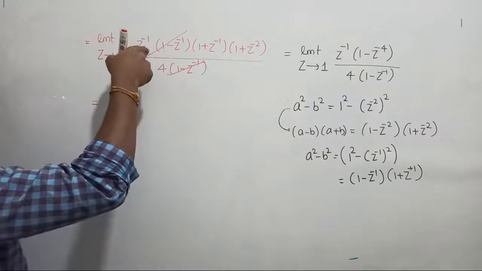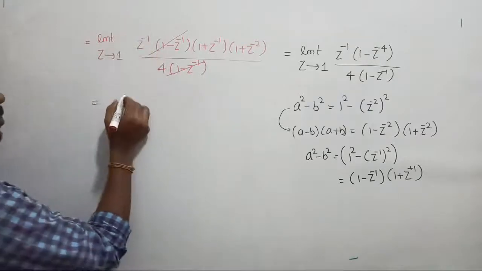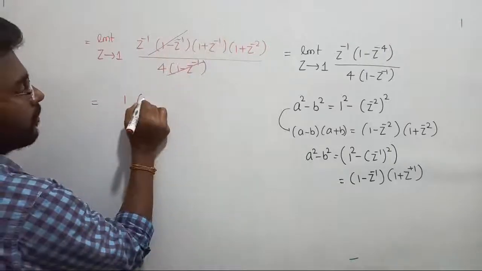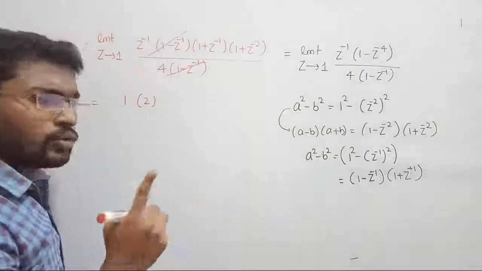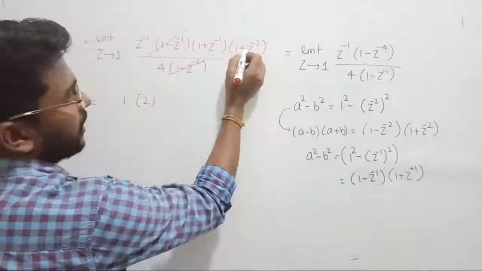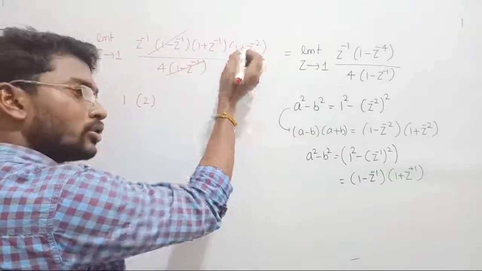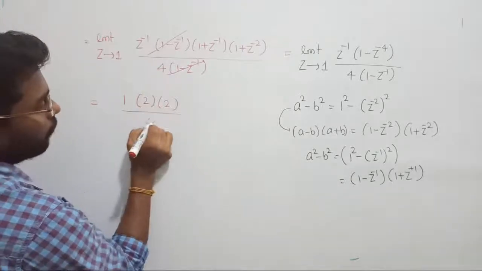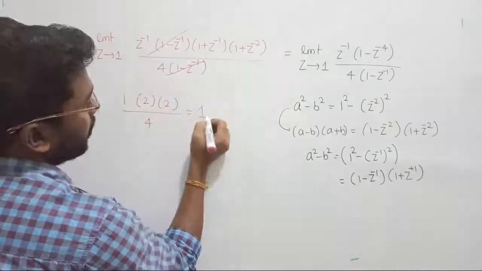If z is replaced by 1, then 1 power minus 1 will be 1 only. Again, 1 plus 1 power minus 1 will be 2, because 1 power minus 1 is always 1, right? Once again, 1 plus 1 power minus 2 is also 1 only. So we are getting 2 in the numerator. Denominator we have 4. So what is the answer? We are getting 1, right?